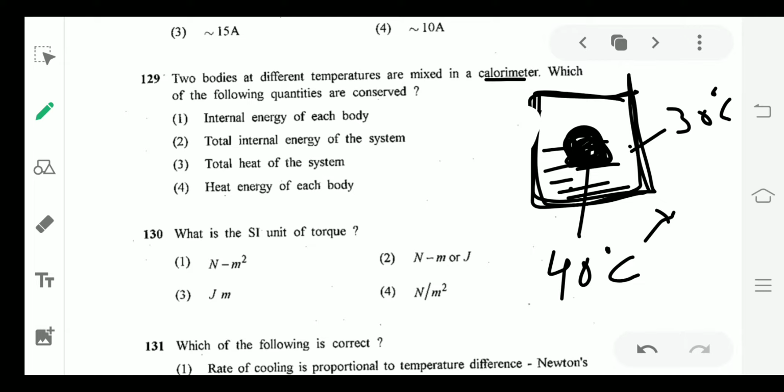Because the internal energy depends on temperature, when this iron ball loses its temperature, its internal energy starts decreasing, and the water which is at 30 degree temperature, its temperature rises, so its internal energy starts increasing. So overall there is a conservation of internal energy. So our option second is correct.